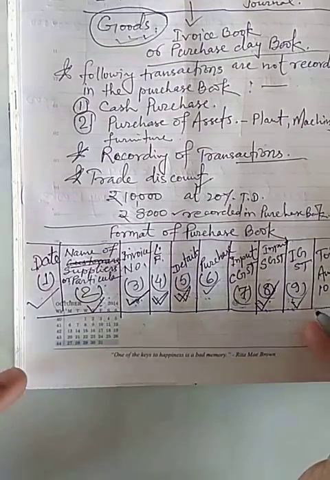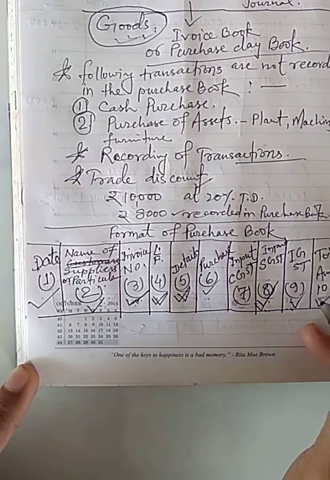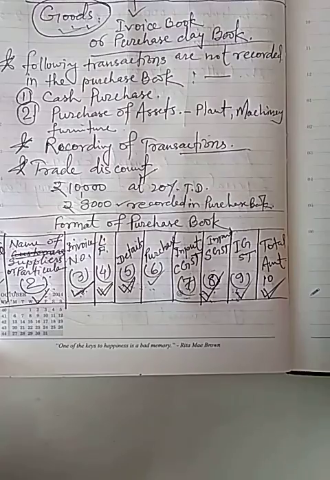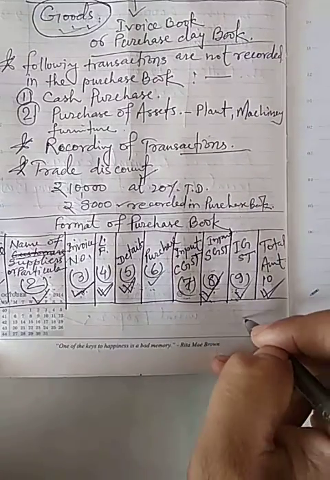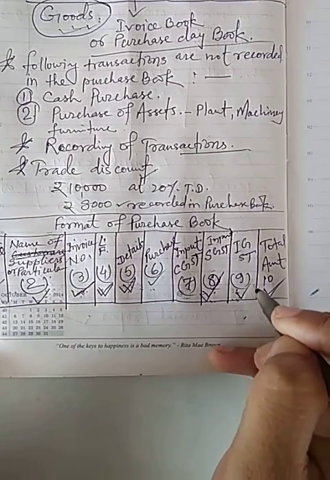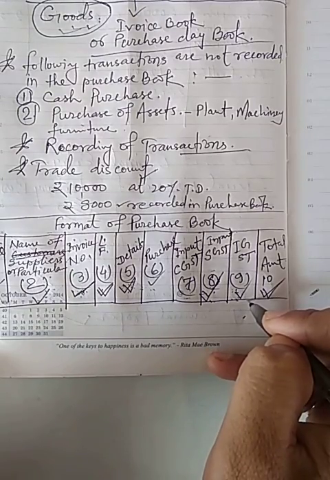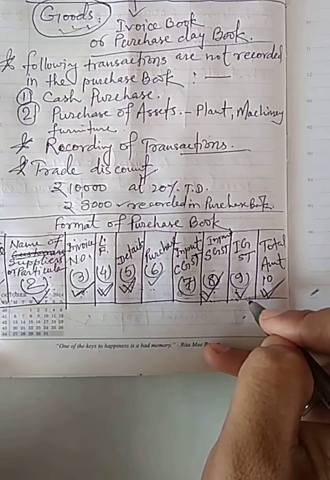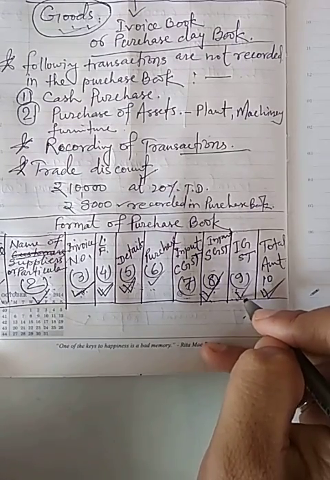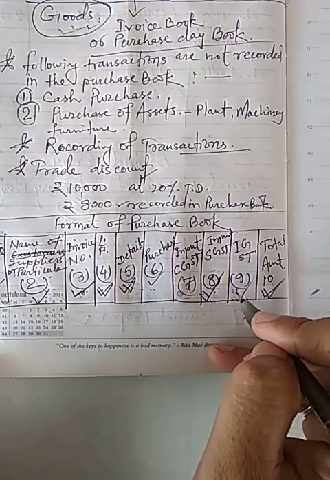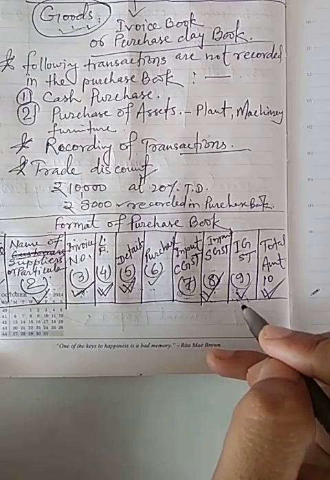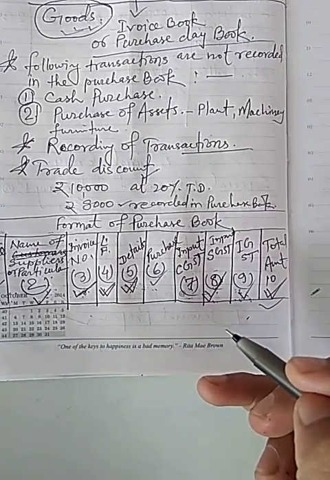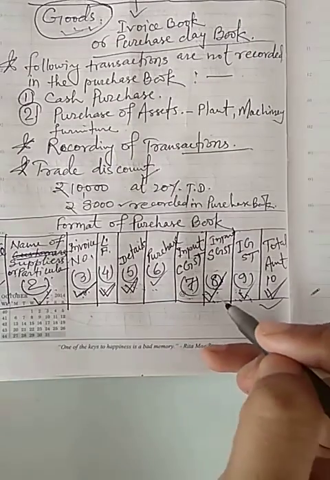Now next and last point, last column number 10, total amount. Total amount of each transaction is shown in this column, and the amount of each transaction is posted to the credit of supplier's account in the ledger. So this is the format of purchase book.